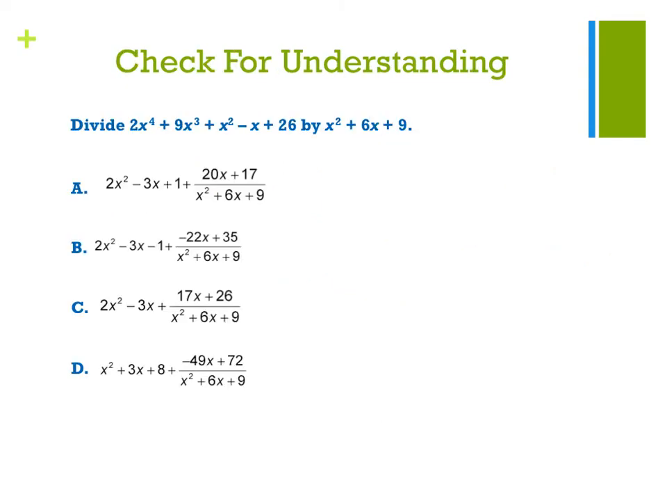All right, it's time for you to try one on your own. This is our check for understanding here. I want you to divide 2x to the 4th plus 9x cubed plus x squared minus x plus 26 by x squared plus 6x plus 9. Now you have 4 choices here, A, B, C, and D. Go ahead and work out the problem and select an answer A, B, C, or D. Make sure you pause the video while you're working out the problem and then come back and check your answer afterwards.